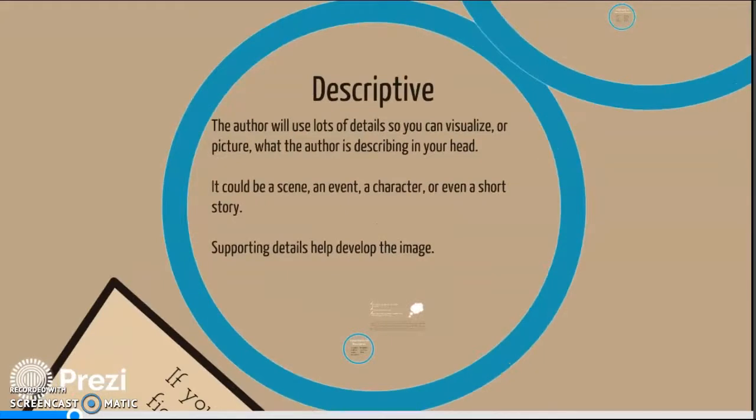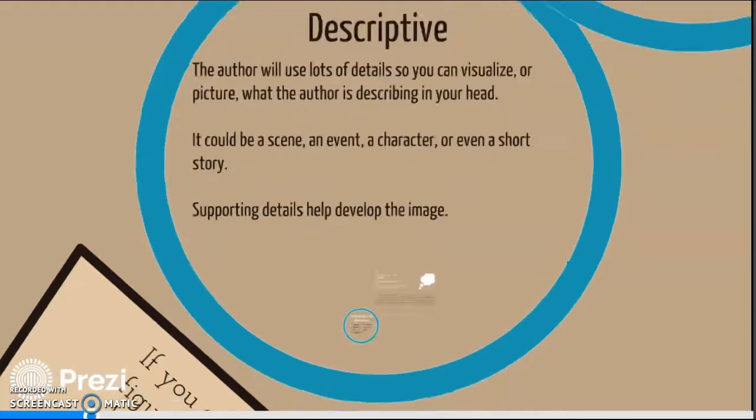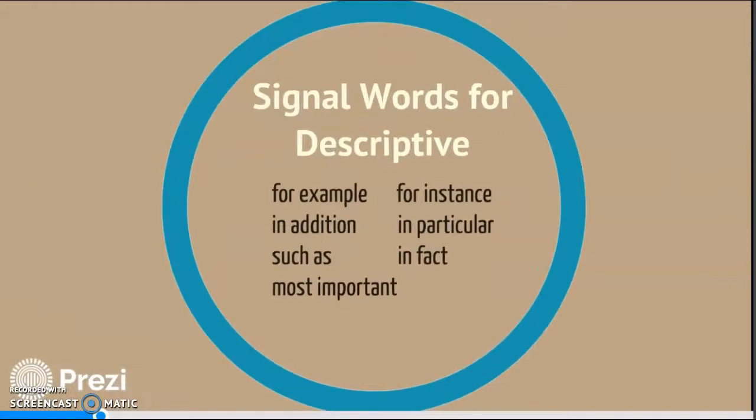Descriptive. The author will use lots of details so you can visualize or picture what the author is describing in your head. It can be a scene, an event, a character, or even a short story. Supporting details help develop the image. Some of the signal words for descriptive are listed below. For example, in particular, such as, for instance, are a few examples of descriptive.